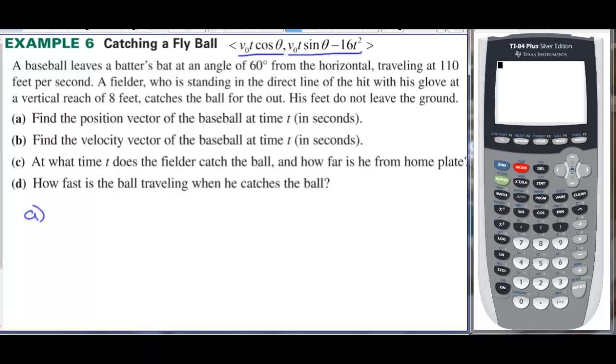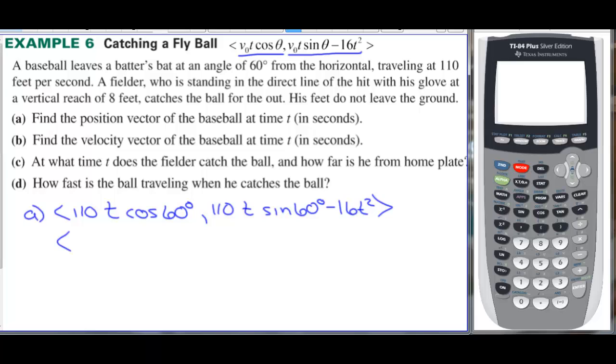Find the position vector of the baseball at time t. All right, so letter A. Initial velocity is 110. We have t, and then cosine of 60. So we started out with an angle we know. And then we have 110 t sine of 60 minus 16 t squared. And then we're assuming that the ball was hit right from the ground. Else we would have an initial height too. We'd have a plus something on there. But we don't, so we're not going to worry about that.